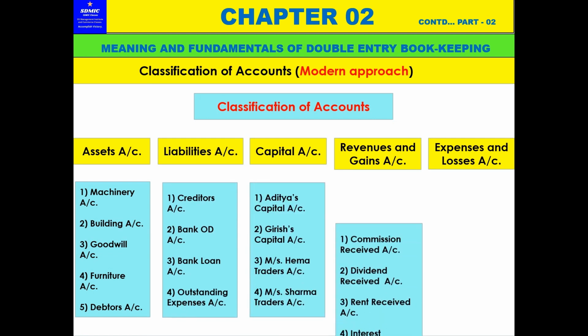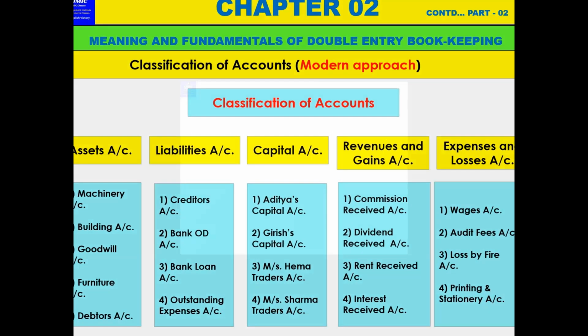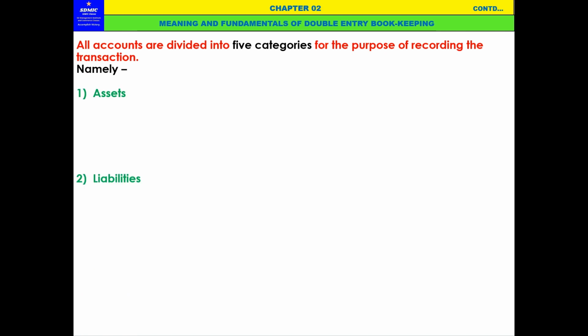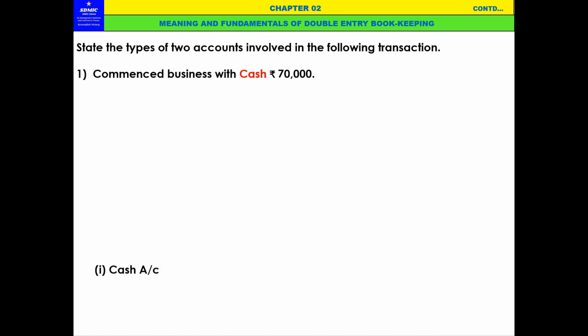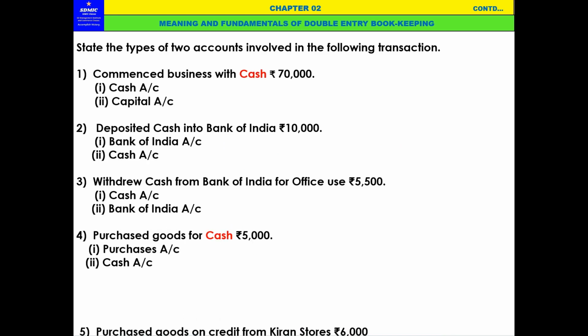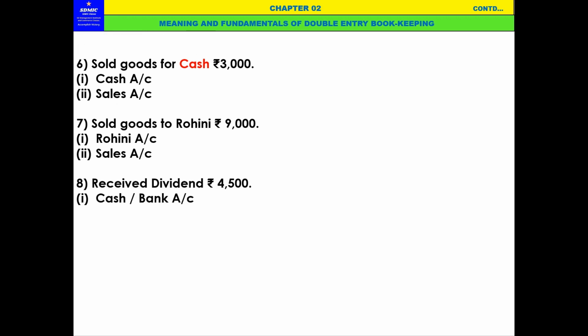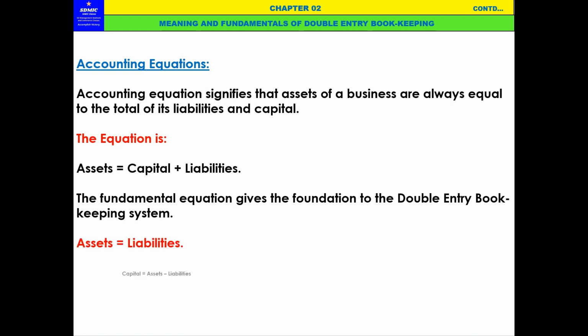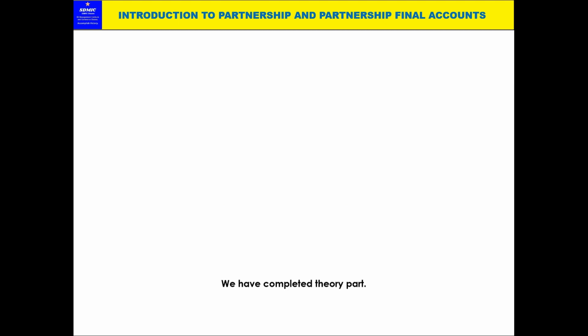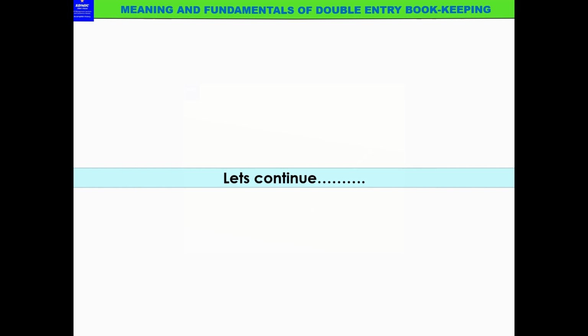Today also we explained you. Okay, some examples I have given. These accounts, the details I have given. Then these things I have worked out to explain you better. Then accounting equations, today also I explained you. So we have completed the theory part and I have just shown some examples also. So now let us wind up this class, and also this chapter 2 is completed.